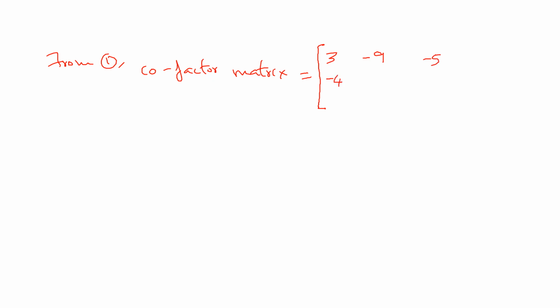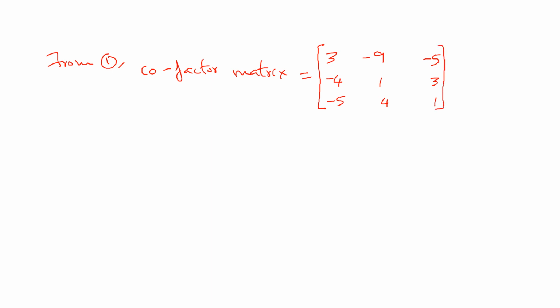So from equation 1, the cofactor matrix becomes, that is, you substitute the values of the cofactors, so we get it as 3 minus 9 minus 5 minus 4 1 3 minus 5 4 1.